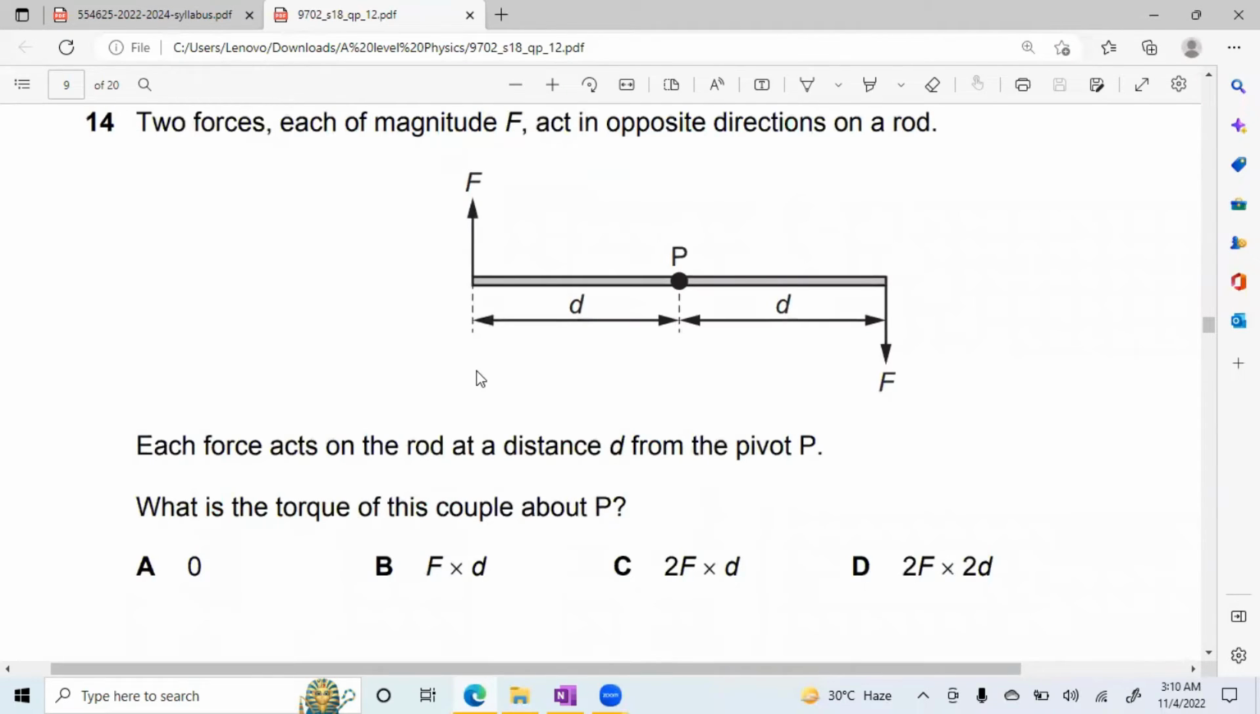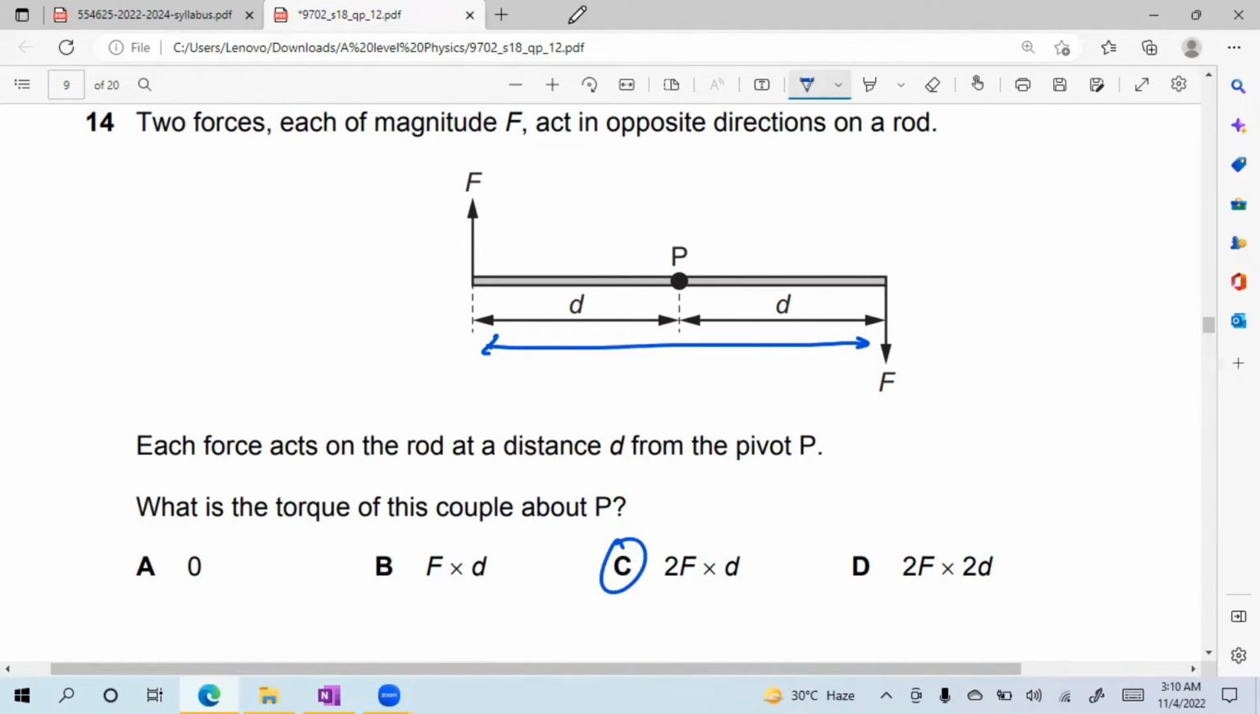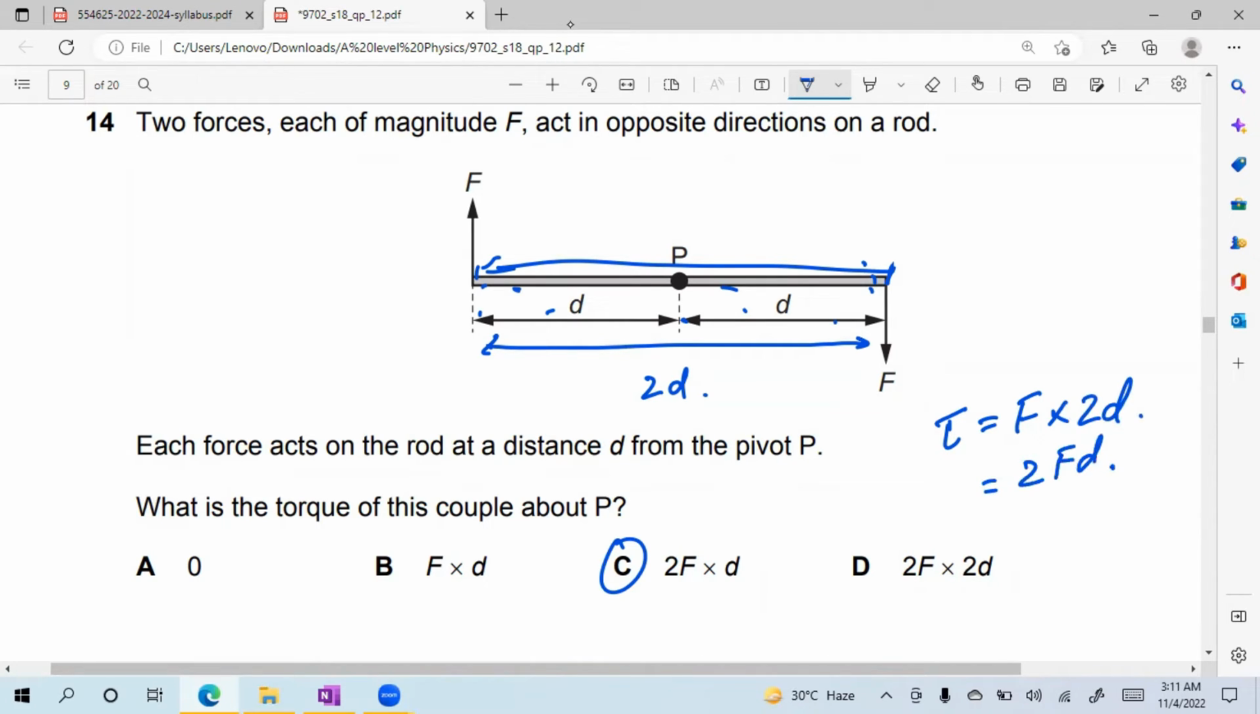Two forces each of magnitude F act in the opposite direction on the rod. As you can see here, the answer is C. Total distance दो forces के दरमियान 2d है. Remember the definition that you have to take the distance between the two forces. ठीक है? So torque is the product of one of the forces and the perpendicular distance between the forces. So this becomes 2Fd. C is the answer.